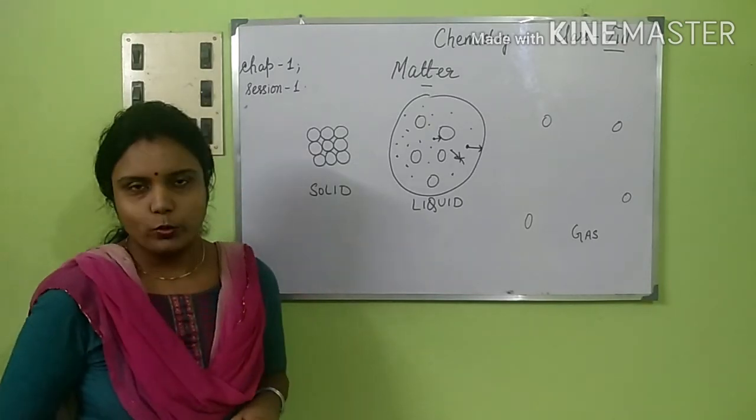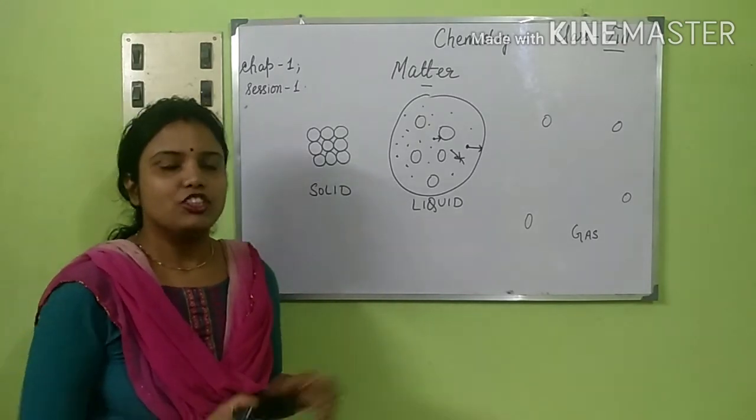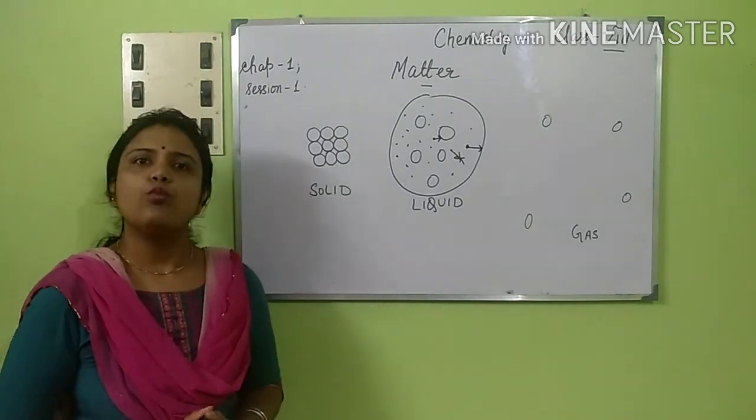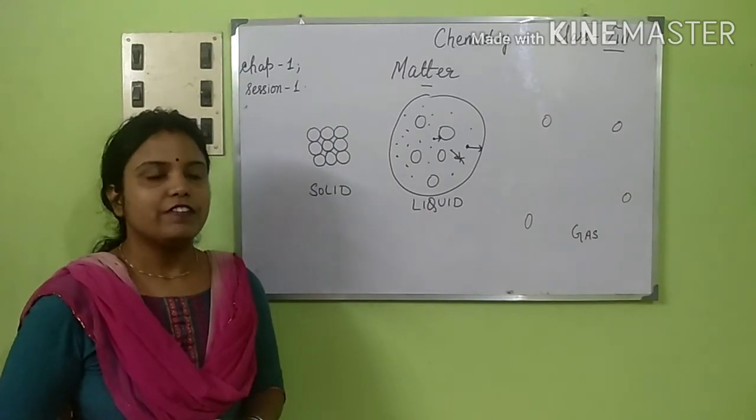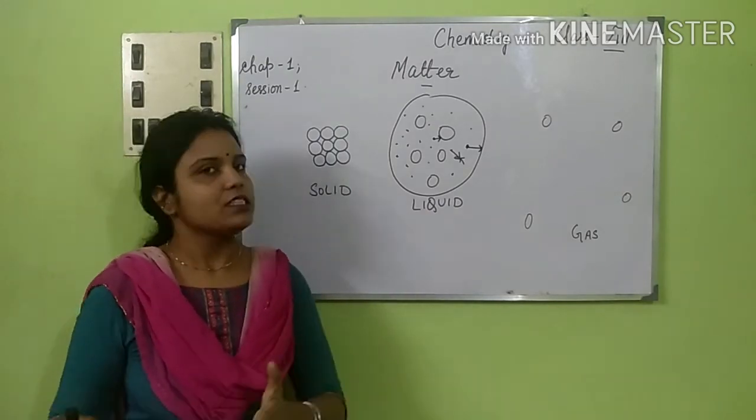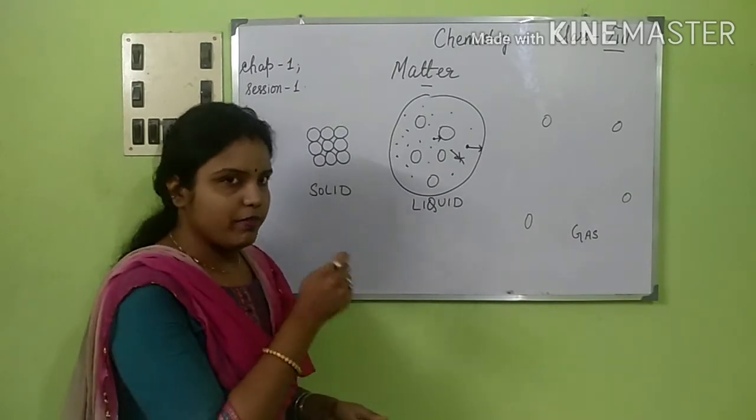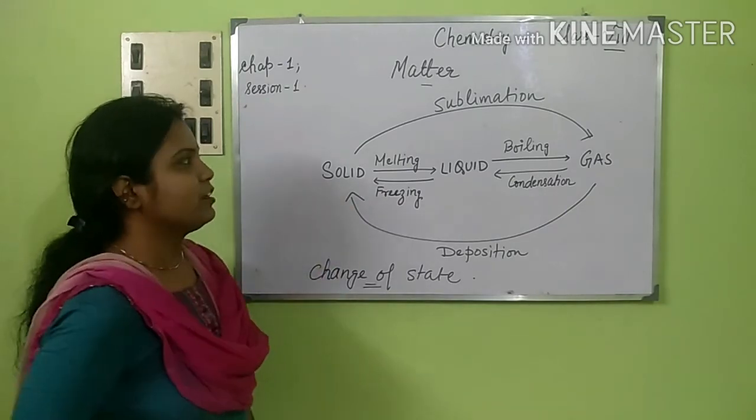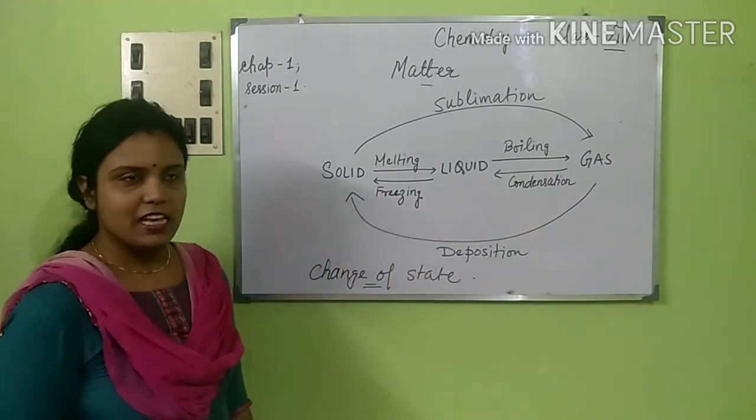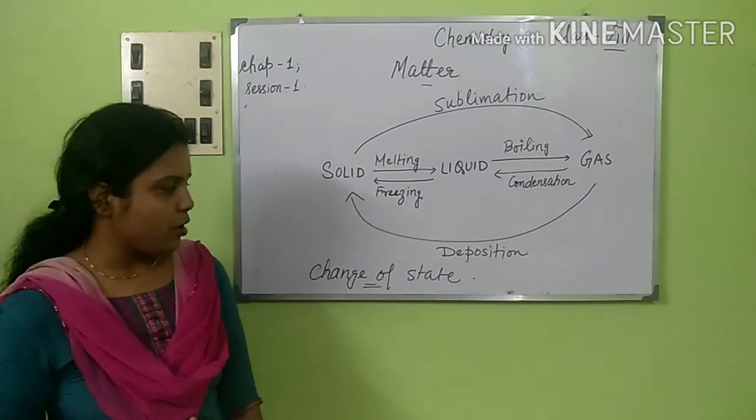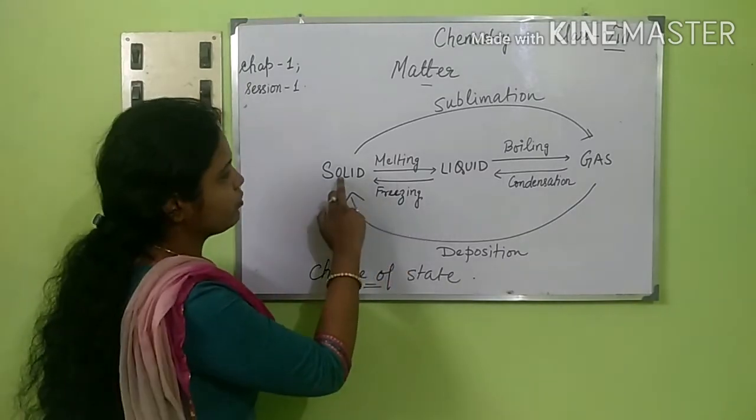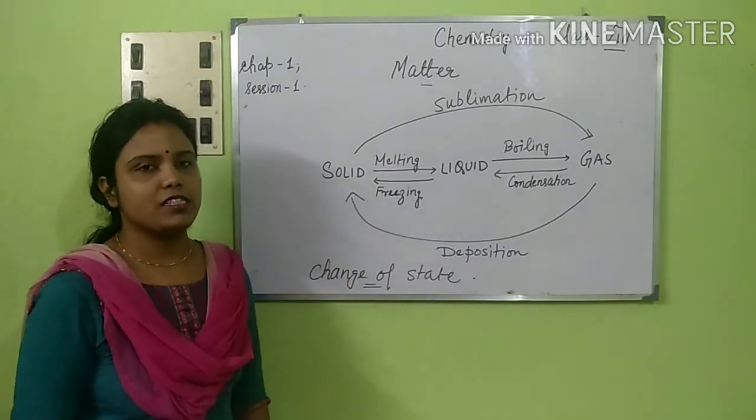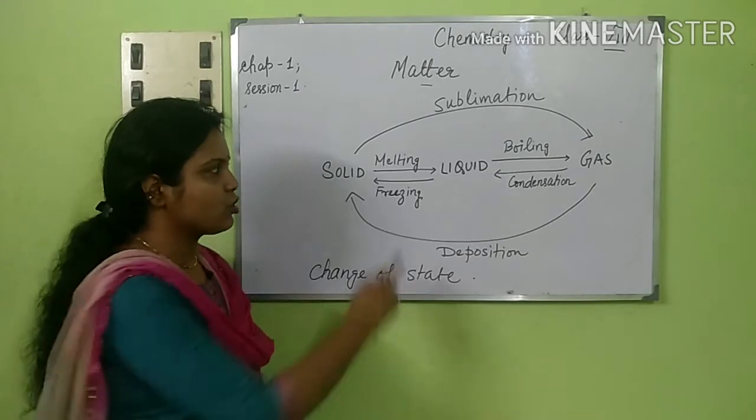Now it's over. Now, next, coming to the change of state. We know what the changes are, right? We will be studying the first one to the last one. Before that, let me draw the diagram. Now I have drawn the diagram of solid, liquid and gas and their changes. The first one, going from solid to liquid, is melting. What is melting? The change of state from the solid state to the liquid state is called melting.